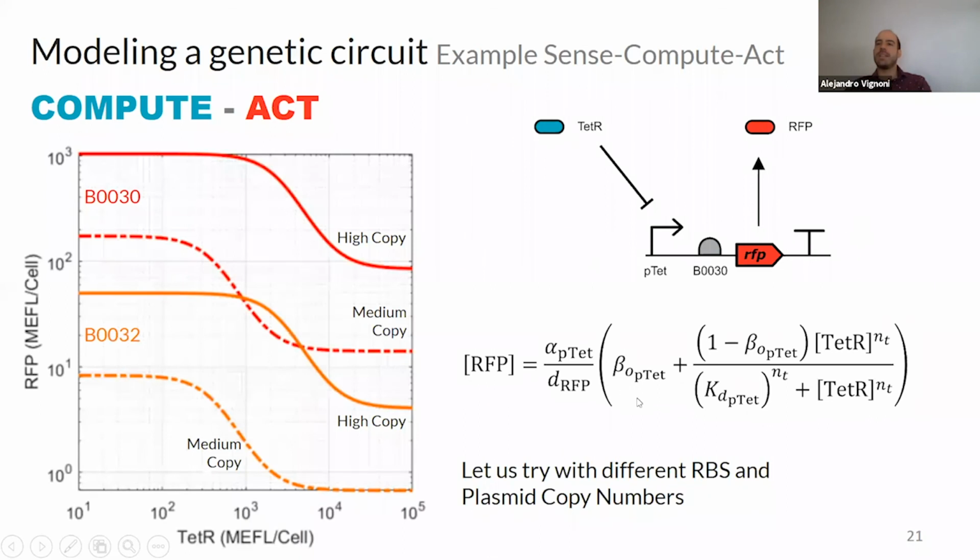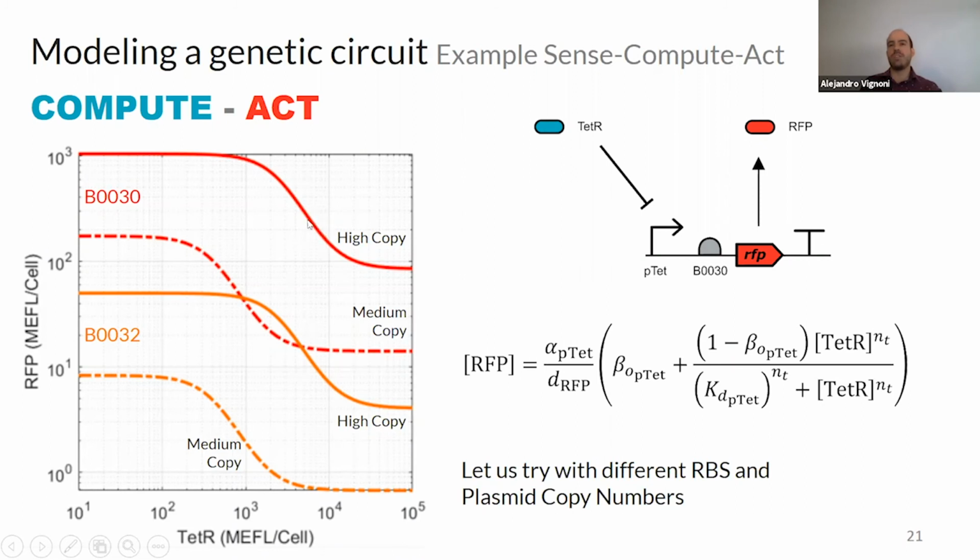And this one I go quicker because we already did it before. I'm doing the same exercise done previously. Different RBSs, in red the strong one, in orange the weaker RBS, the B0032, and then we have high copy plasmid, the full line, and medium copy plasmid copy number in the dash line. And again, this one is more clear.